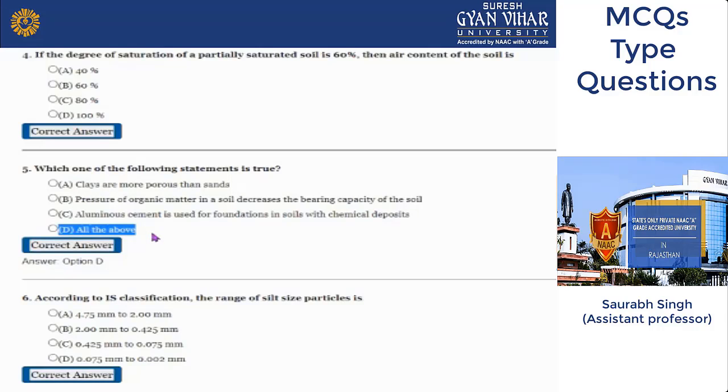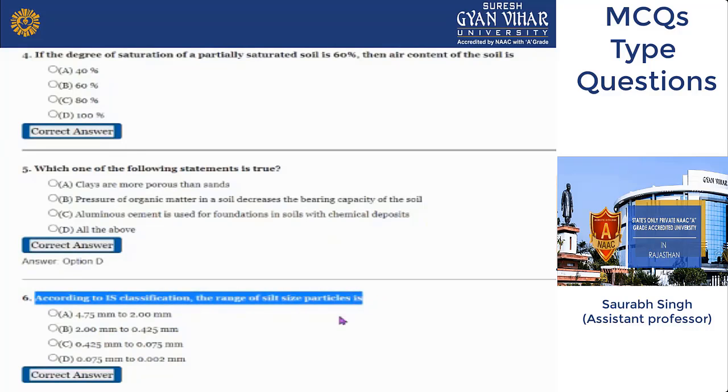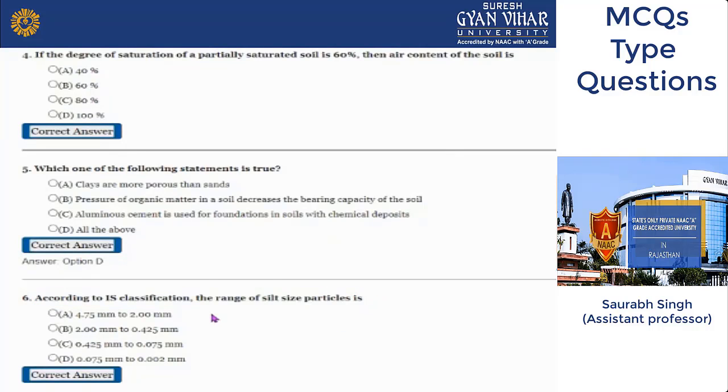Now we will see the sixth question. According to the IS classification, the range of silt size particle is. It is asking what the size of a silt particle will be. Silt, this is also a type of soil. And what will be the range of this silt size? Let's see what the answer will be.